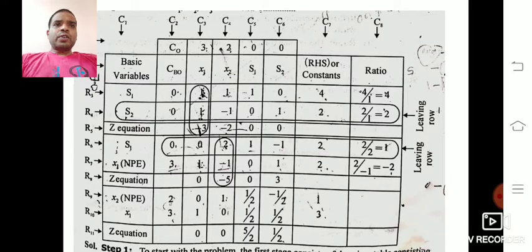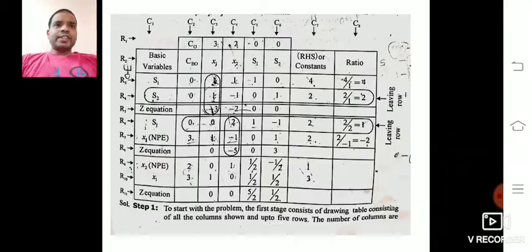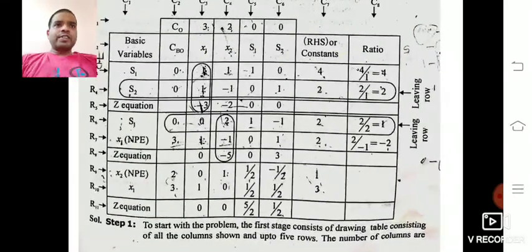And s1, you don't have s1 in the second constraint, so that you can take 0 at the C5, s1 0, and s2 is 1. Now RHS side, in the second constraint, 2 is there. Okay, now coming to the R5. Okay, now in the ratio column, don't write anything.